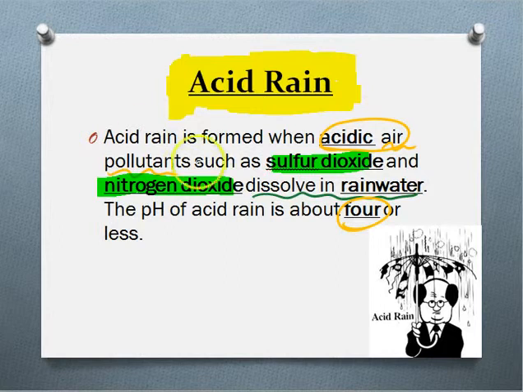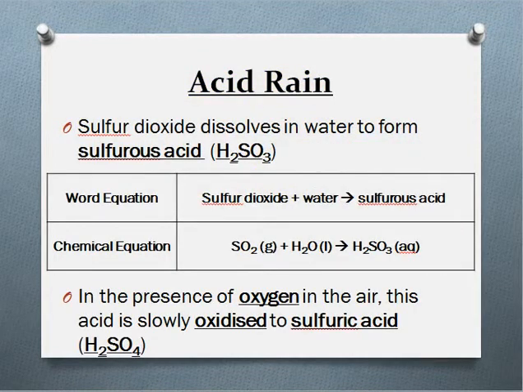So the key here is this. We talked about what acid rain is. We're going to see how sulfur dioxide and nitrogen dioxide form the acid. First, we're going to look at sulfur dioxide. What does it do?